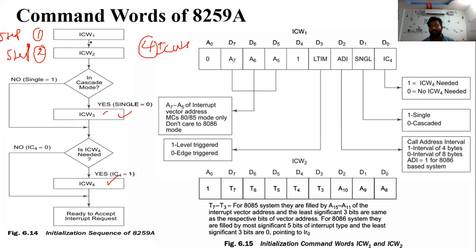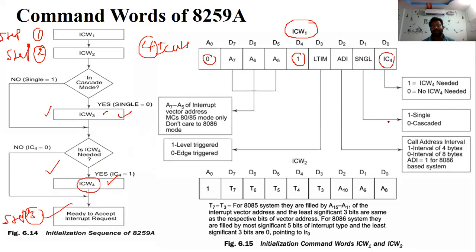If ICW1 and ICW2 are sufficient to serve the interrupt request, then you directly go to step 3. But if you require cascade mode and so on, you can go for ICW3 and ICW4. So this is the series, this is ICW1. What is ICW1? A0 is 0, D4 is 1, and the remaining bits follow. If ICW4 is needed, that bit is 1; if it is needed it is 1, otherwise it is 0.